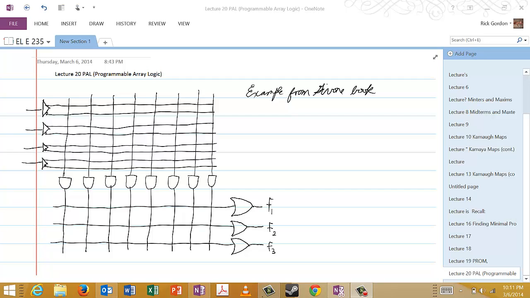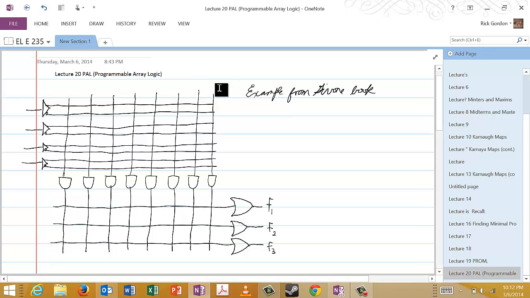Welcome to Lecture 20, in which we will learn about the PAL. That's PAL, which stands for Programmable Array of Logic, as you can see here. The example that I'll be using here to explain this concept is from the Gavone book that I've mentioned previously.